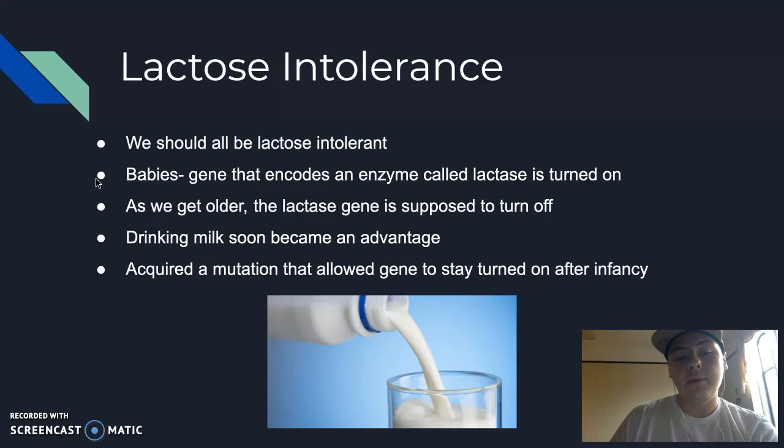Within the human, the baby has a gene that's encoded with an enzyme called lactase, and it's turned on in infancy so that the baby can drink the mother's milk and get nutrients and such. But as we get older, that gene's supposed to turn off and be suppressed, although drinking milk soon became an advantage as it has a lot of benefits like calcium and things of that nature. So people started having more cows on their farms, and they started to drink more milk. And then they acquired a mutation that allowed genes to stay turned on after infancy.